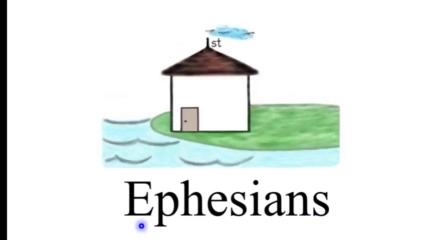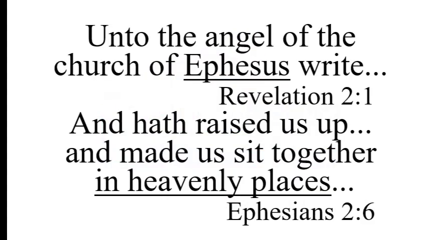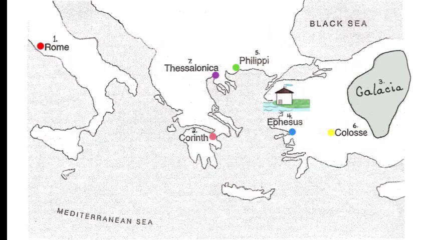The icon for Ephesians is the first church in Revelation by the sea, because the Bible says, "Unto the angel of the church of Ephesus write," Revelation 2:1, "and hath raised us up, and made us sit together in heavenly places." Ephesians 2:6. Ephesus is on the east coast of the Mediterranean Sea. A little back from the coast is where many of its ancient ruins have been excavated.